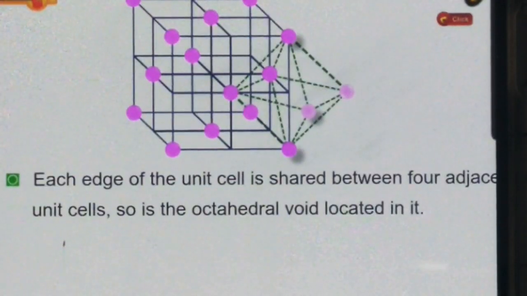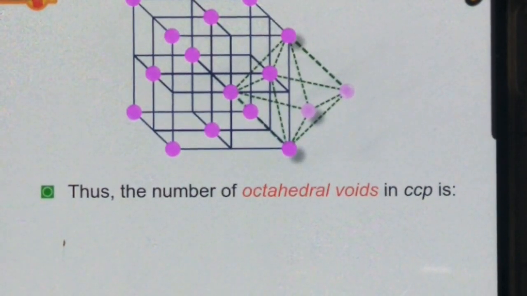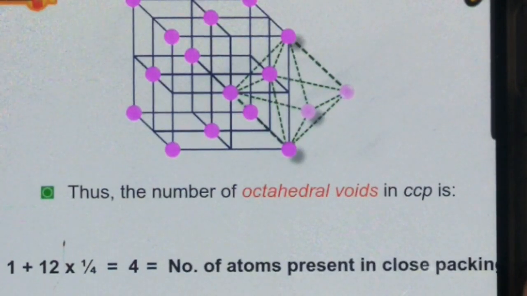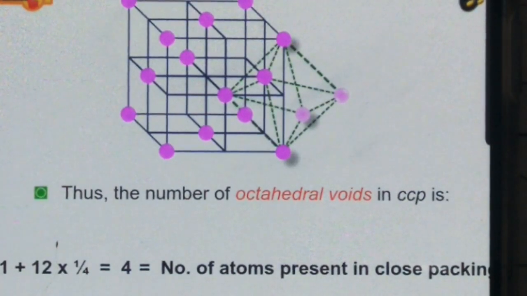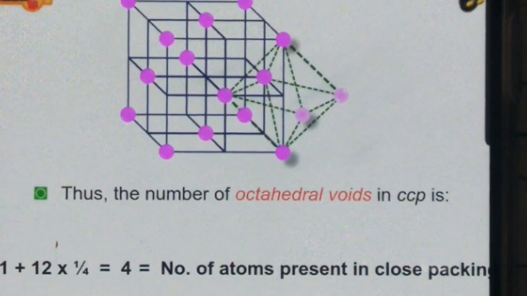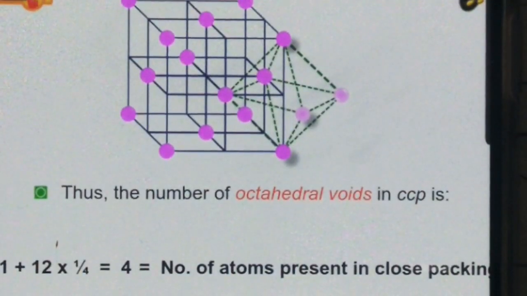Each edge of the unit cell is shared between 4 adjacent unit cells, and so is the octahedral void located in it. Thus, the number of octahedral voids in CCP is 4, which is equal to the number of atoms present in close packing. So it indicates that if the number of octahedral voids is n, the number of tetrahedral voids will be 2 multiplied by n. That you have to just remember.